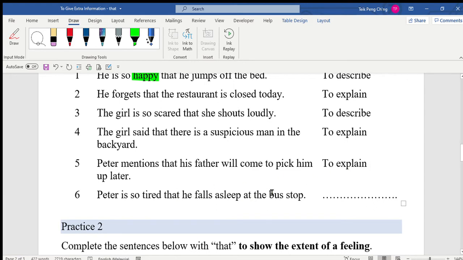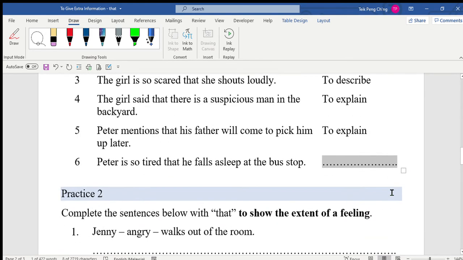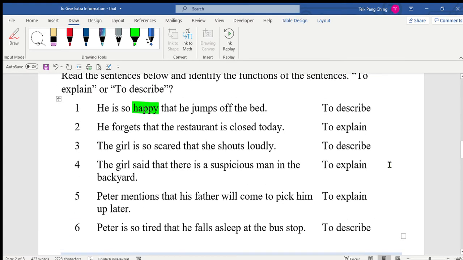And number 6, Peter is so tired that he falls asleep at the bus stop. So this is to describe. It describes how tired Peter is. Okay, now I think you should be able to roughly differentiate the functions of "that": to explain more about the verb and to describe the extent of a feeling.